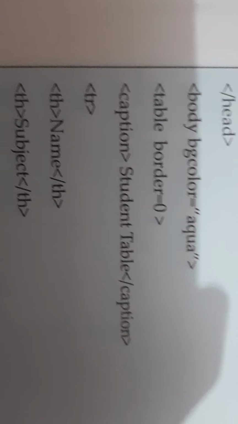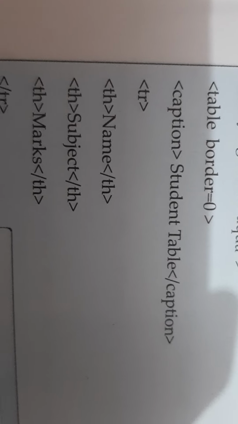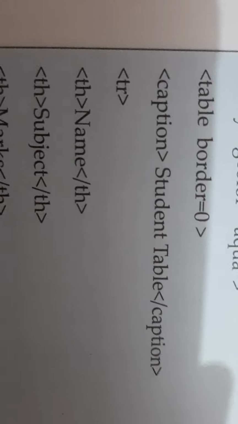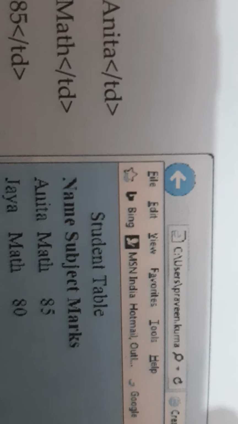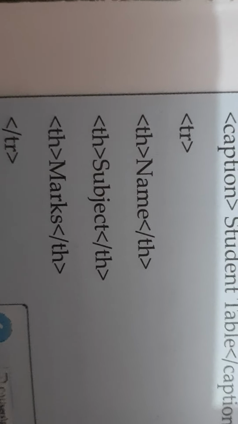Followed by the caption tag. It is also a container tag. It is used to give a heading or a caption to the table. By default, it is placed at the top. See, here in this example we have given the caption student table. The output here is written at the top, but we can change the alignment to bottom by using the attribute align in the caption tag.